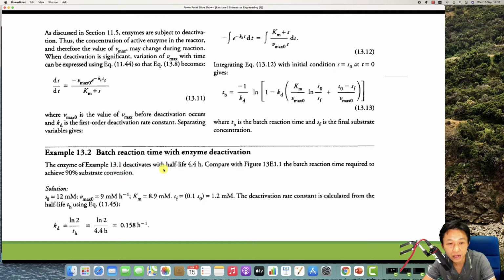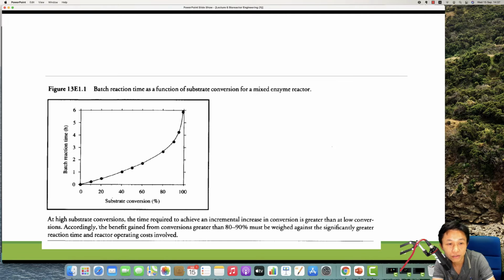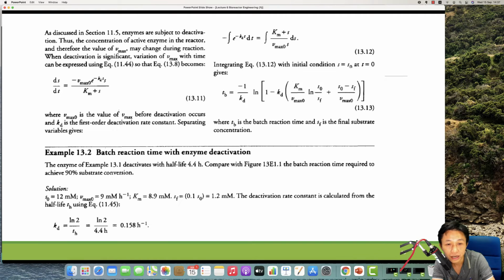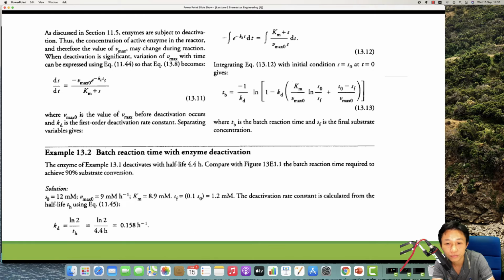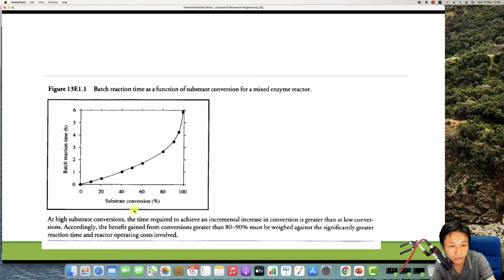The enzyme has a half-life of 4.4 hours for this one. Compare with figure 13.1. The batch time required to achieve 90% of substrate conversion. Okay, 90% of substrate conversion, so it's 3 hours something from this graph, and then we plot from this equation.